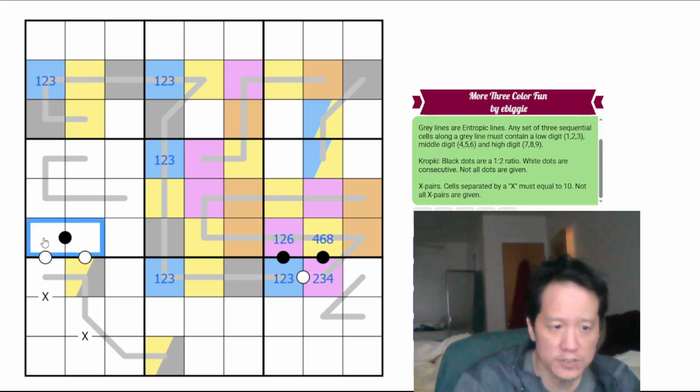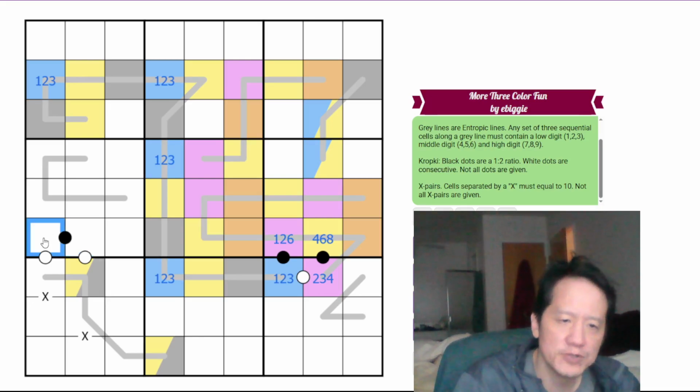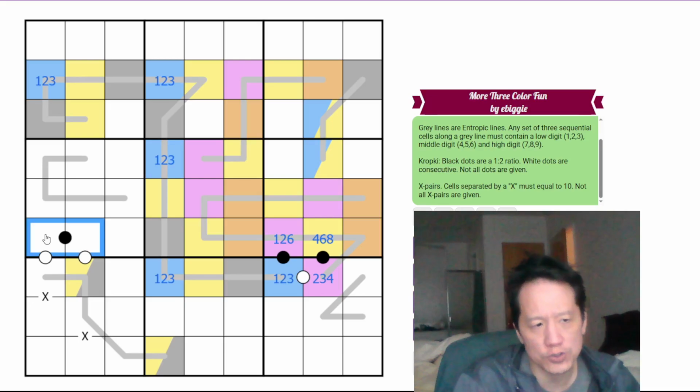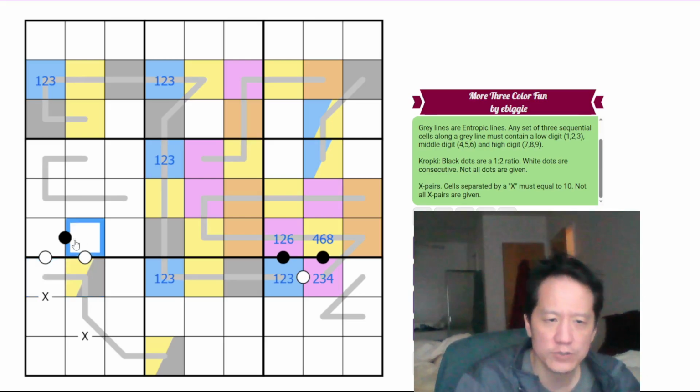These two digits are in a 1 to 2 ratio. It could be 1, 2. What happens if these are 1 and 2? The problem if this is 1 and 2 is these are only consecutive with 1, 2, or 3. And therefore these would both be low, which is not allowed on an entropic line. So this cannot be 1, 2.